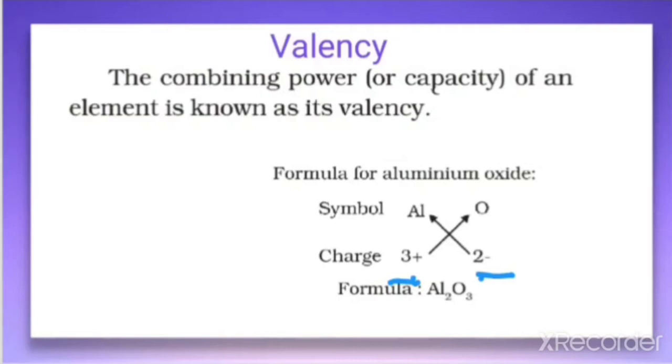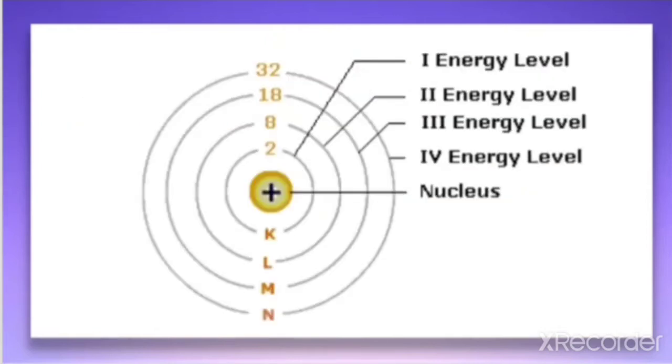valency for oxygen? Why are we keeping 3 as a charge for aluminium, that is 3 positive, and why are we keeping 2 negative for oxygen? That we need to discuss here. So we are going to discuss valency in a little more detail. Let us start the topic valency, as it depends upon the structure of atom.